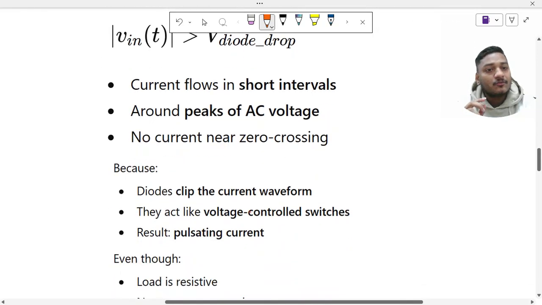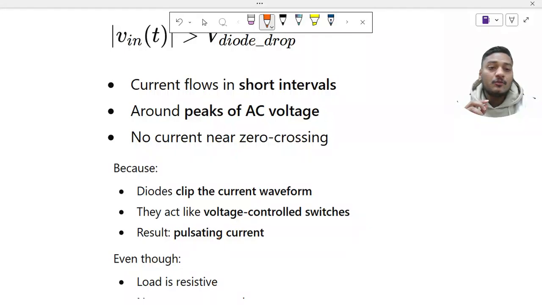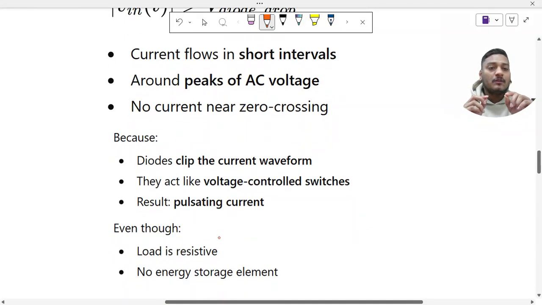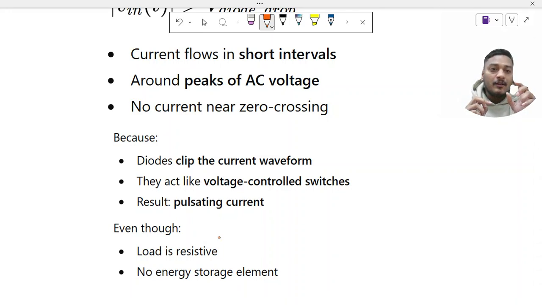Because of this, what happens? The diode clips the current waveform. It acts like a voltage-controlled switch, resulting in pulsating current. Unless my diode voltage drop is reached, it will clip that particular portion. I hope you have understood so far.